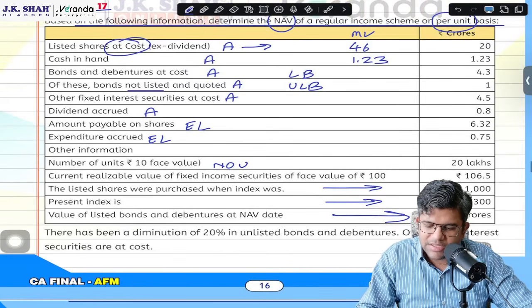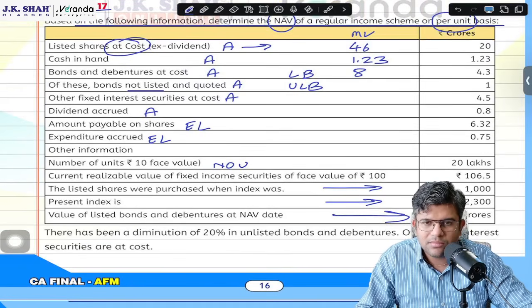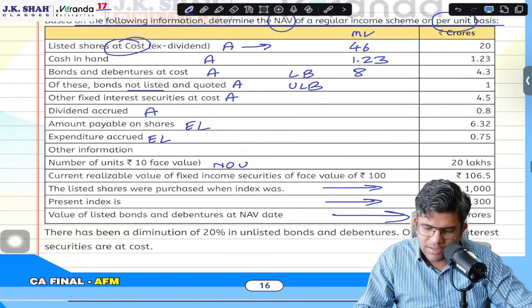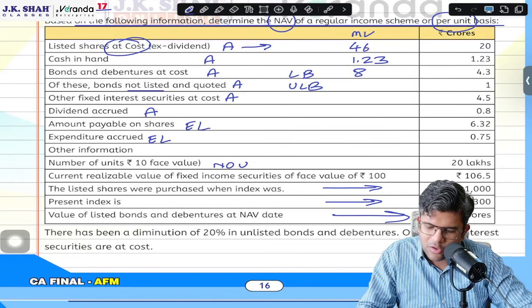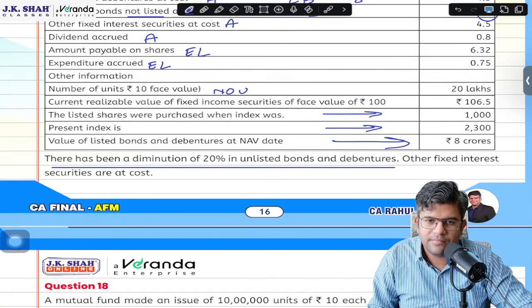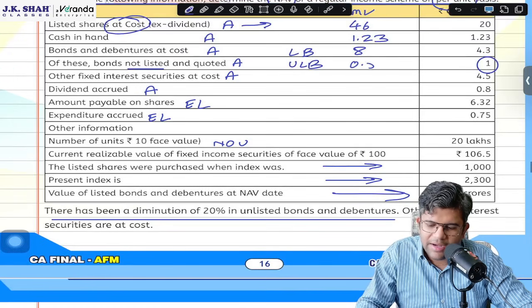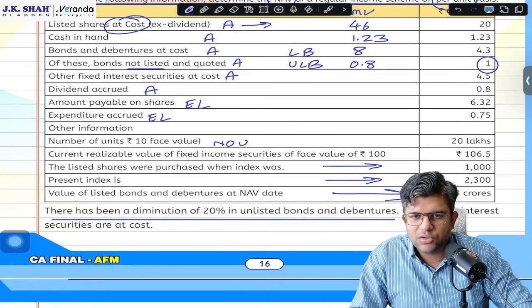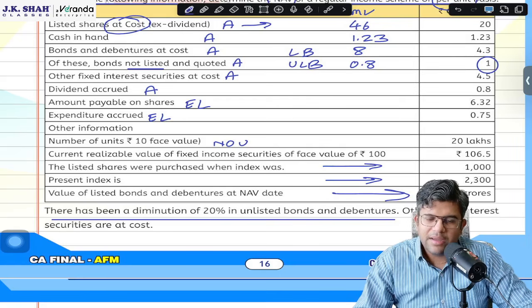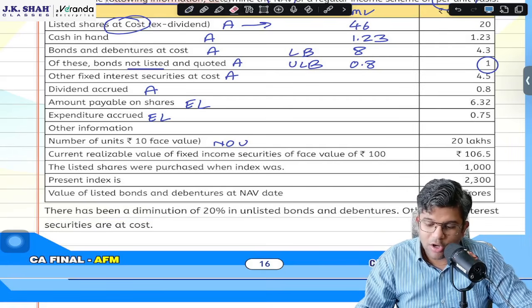No calculation needed. Everybody understood 8 crores. Can I go ahead? Unlisted bonds. By the way, can I say cost was 1 crore? Remember this. And now read this. Are you comfortable when I write 0.8? Give me a very good. Understood everybody? 0.8 crores, 80 lakhs, 1 crore minus 20%. Got it? Now, students, there is a controversy.